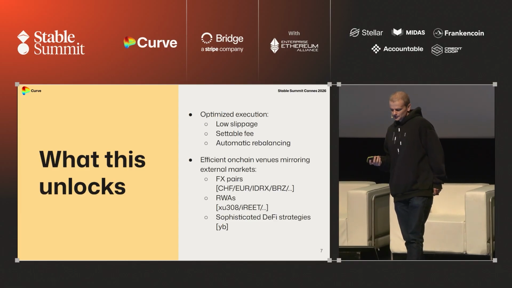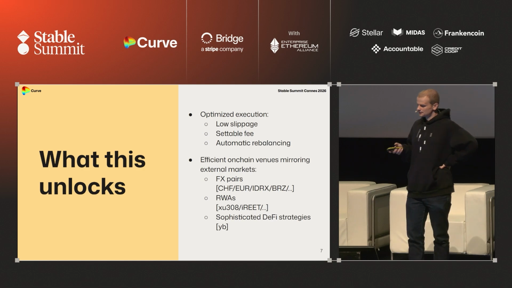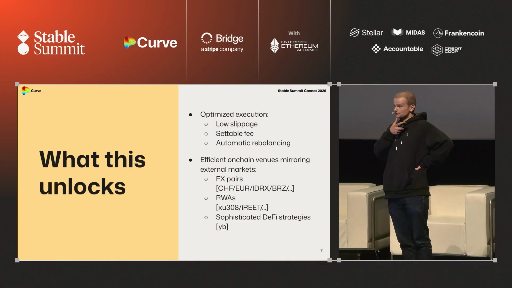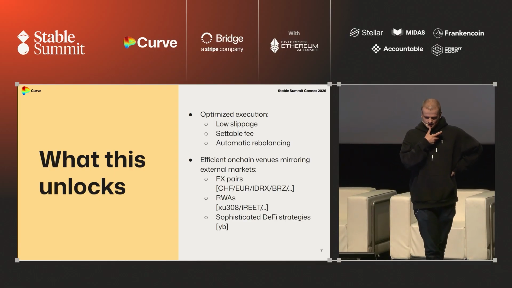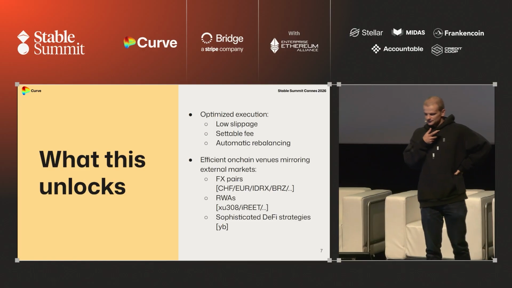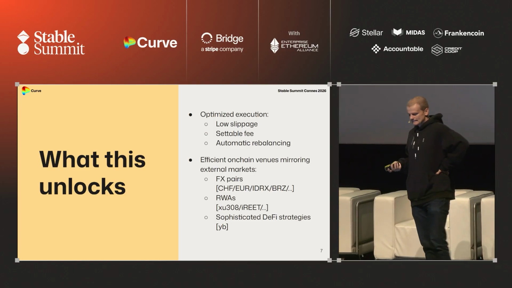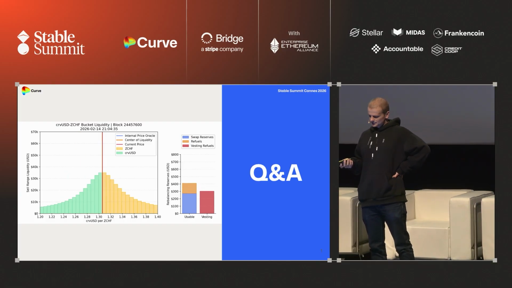I showed you the example of the Franklin coin. We have some euro, Indian rupee, Brazilian real. Interestingly, I think lately, someone deployed some uranium RWAs on Curve. We have some real estate tokens as well. And we have sophisticated DeFi strategies that use it for leveraging, for example, yield basis. I think I covered the entirety of it in 15 minutes.